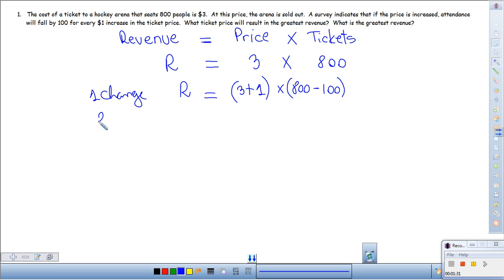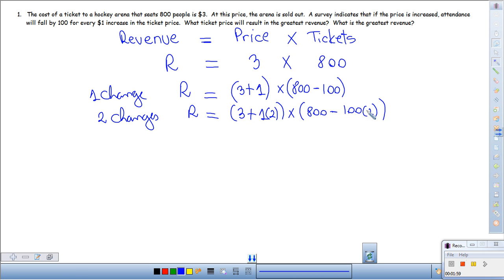What if I apply two changes to the price? The revenue will become 3 plus 1 times 2, because I have two increases, times 800. Now I'm going to lose twice 100 tickets, so 100 times 2, because I have to apply it twice to the tickets as well.